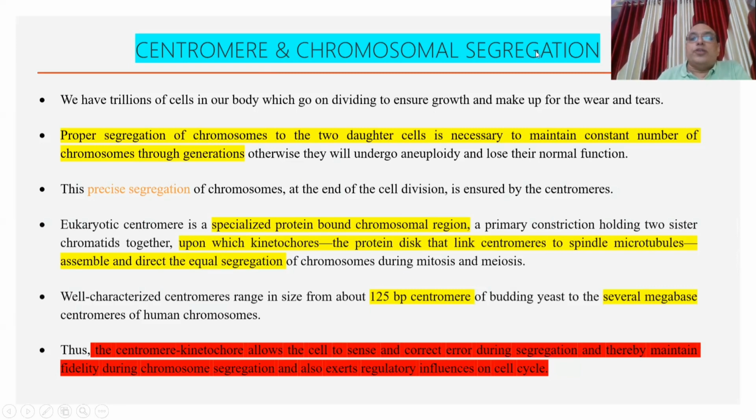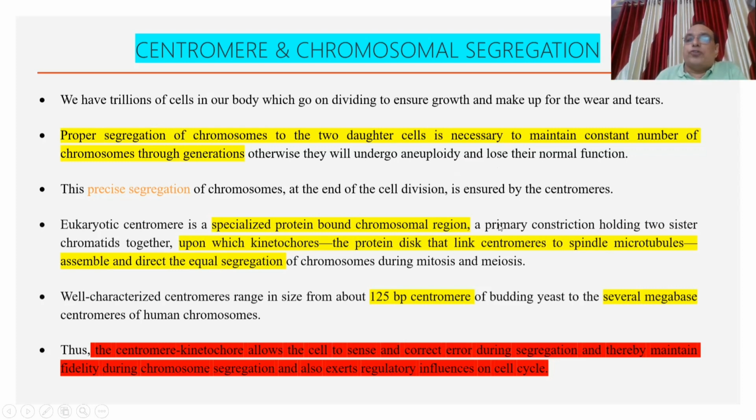Centromere and chromosomal segregation. As I told you, proper segregation of chromosomes during the cell division is of paramount importance, because if any discrepancy sets in, one of the daughter cells will have more chromosomes than the other daughter cell, and in effecting this segregation and in maintaining its fidelity, the centromere has an important role to play. So what is centromere?